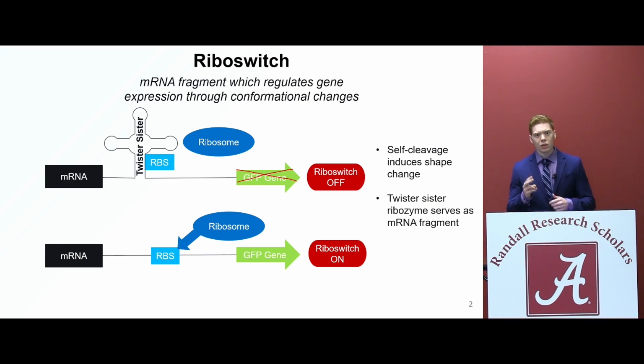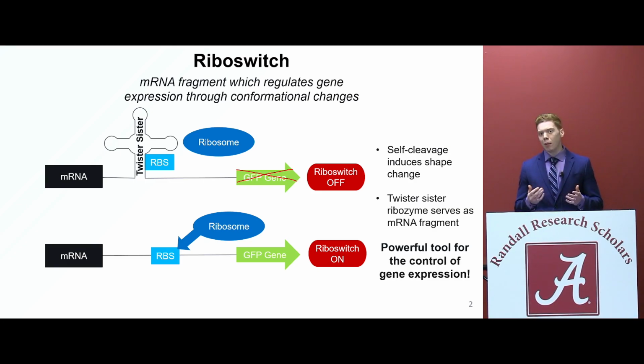Now, the two things I'd like to highlight here is that the self-cleavage of the twister sister ribozyme is actually responsible for the shape change and corresponding expression of the GFP gene. I'd also like to point out that the twister sister ribozyme is serving as part of the mRNA fragment that I'm referring to. The application of these riboswitches is actually a powerful tool for the control of gene expression.